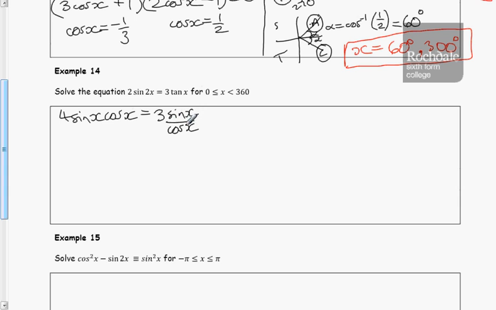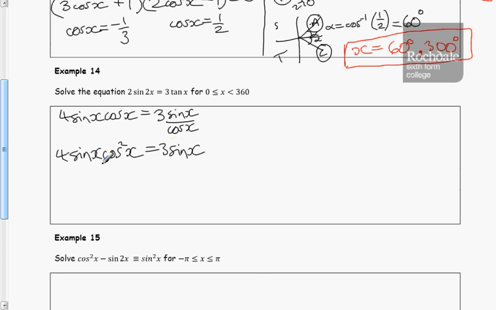I'm just going to multiply both sides by cos x to get rid of this fraction. So it's 4 sine x cos squared x equals 3 sine x. Now at this point we have a choice to make. We can either replace cos squared with 1 minus sine squared. That'll give us a cubic in sine x. Alternatively, we could rearrange the equation so that everything is on one side and then factorize out a common factor of sine x and then solve it from there.